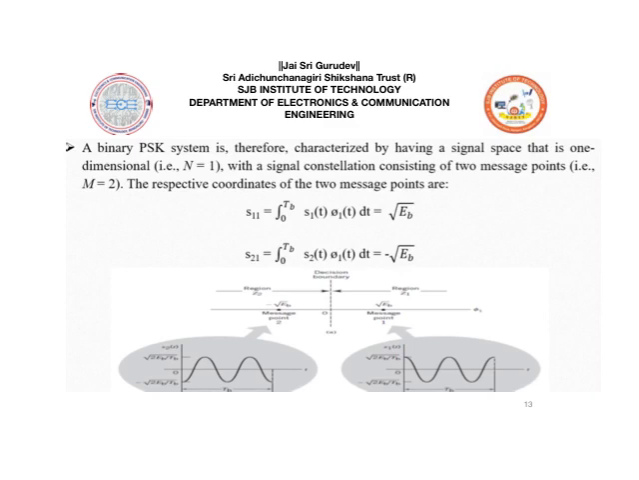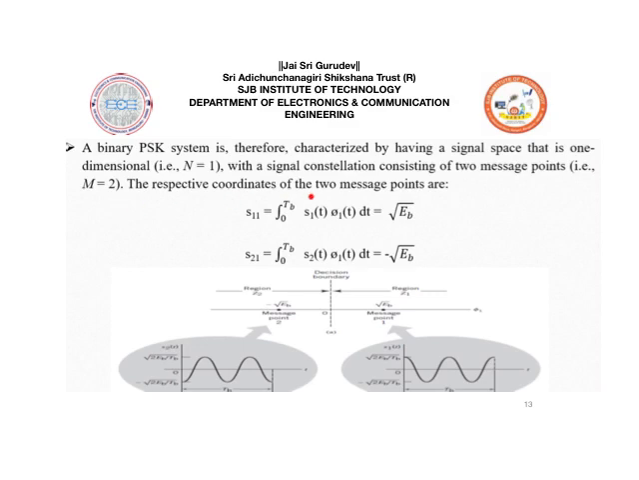Hence, in the signal space diagram, a binary PSK system is characterized by a signal space which is one dimensional. It means I can take the value of capital N as equal to 1, and it will have a signal constellation consisting of two message points. Since there are two message points, I can take that count as M equal to 2. So it is one dimensional, N equal to 1, and there are two message points in the signal constellation, M equal to 2.